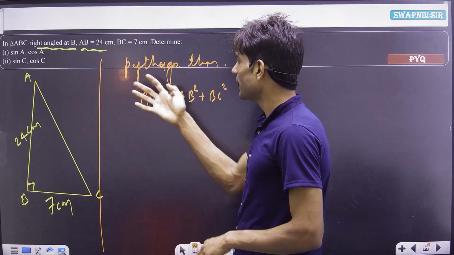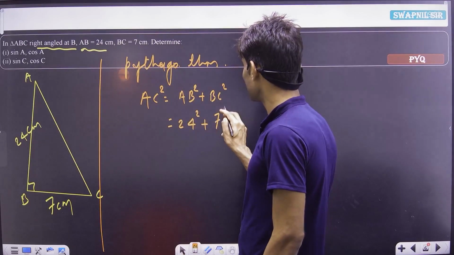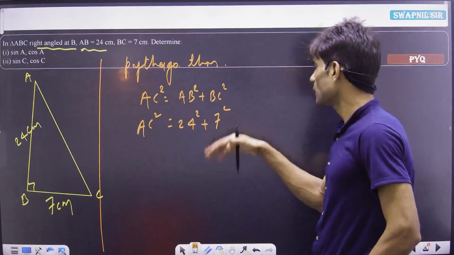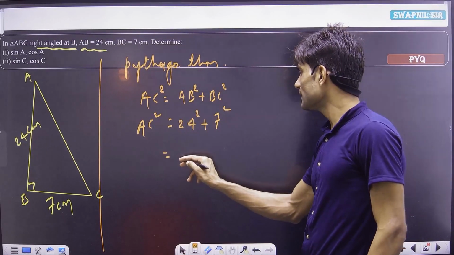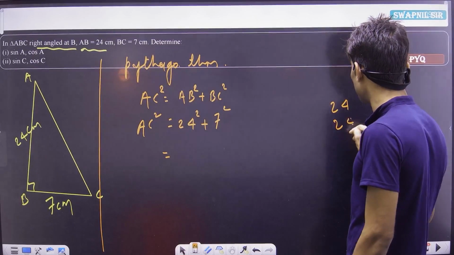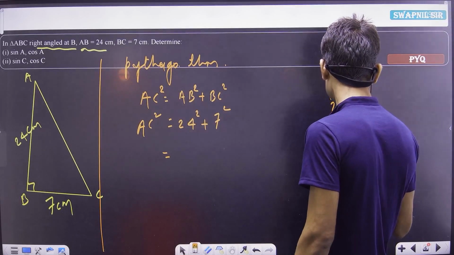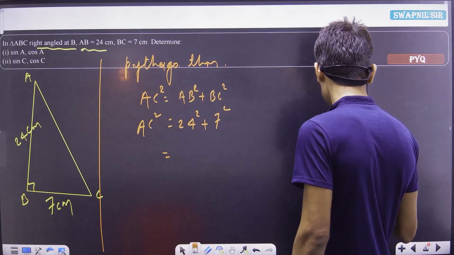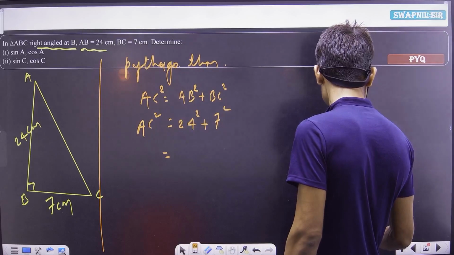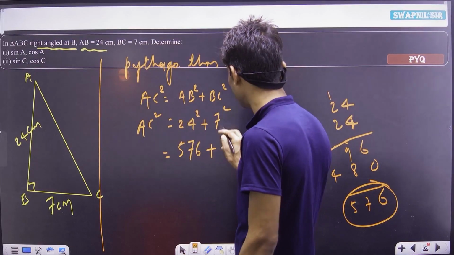We know that AB is given as 24, so 24 square plus BC square, which is 7 square, gives us the value of AC square. So we have to find 24 square plus 7 square. 7 square is 49, 25 square is 625, and 24 square is smaller than that. Let me find it here. It is 576. So 576 plus 7 square, which is 49.